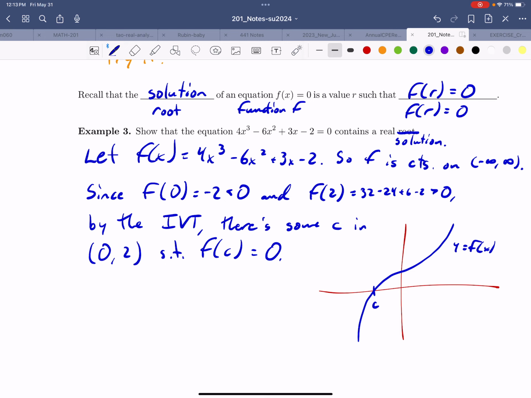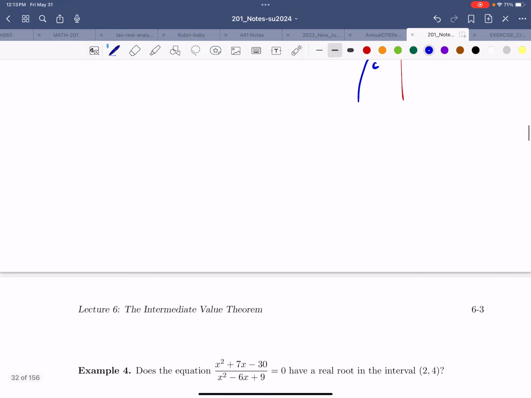So note that this problem, it's not like a problem-solving technique per se. This is more we're writing a proof. We're showing the existence of a solution. We're not even finding the solution. So this is a little bit different, but it is a bit formulaic. Okay?